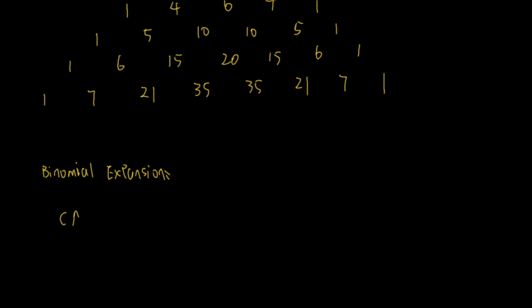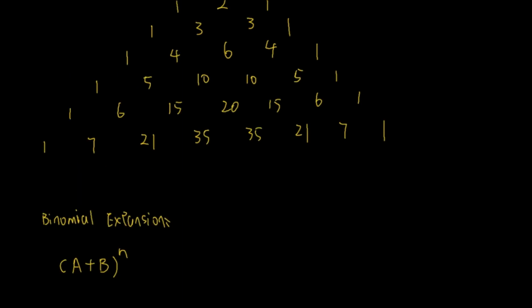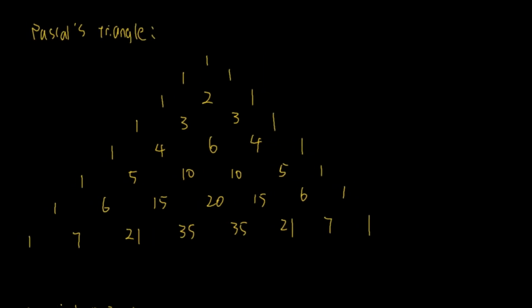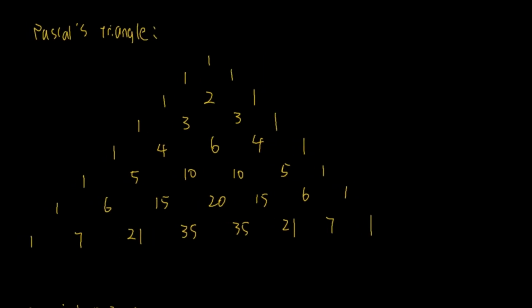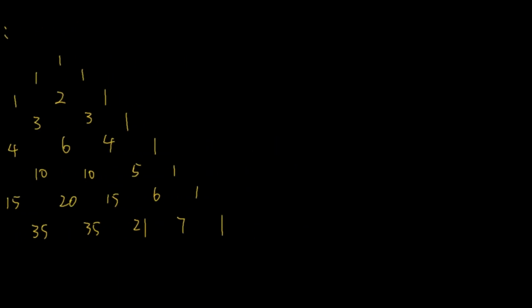We are trying to expand a plus b to the power of n. What do you use? The numbers in each row will represent the coefficients of each term after you expand this binomial. The first row here is just 1, and will represent the power of 0. The second row, 1 and 1, represents the power of 1. The third row, 1, 2, and 1, represents the power of 2. The next row represents the power of 3.